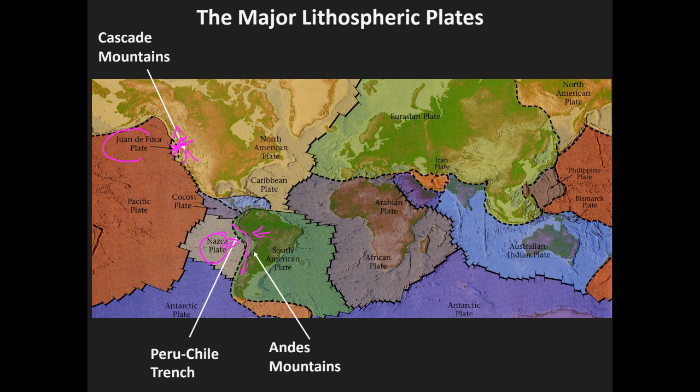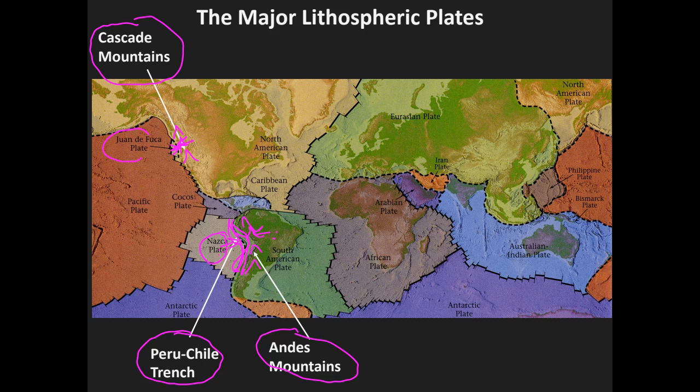Here, the collision between this oceanic crust, the Nazca plate, and the South American plate forms mountains called the Andes Mountains. And the trench right here, this deep part of the ocean, is called the Peru-Chile Trench because it's next to Peru and Chile.